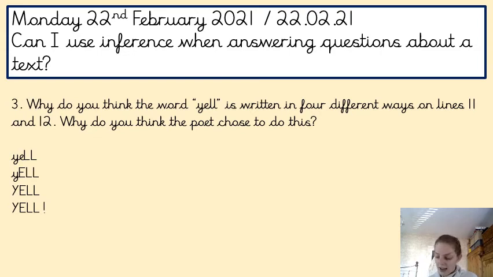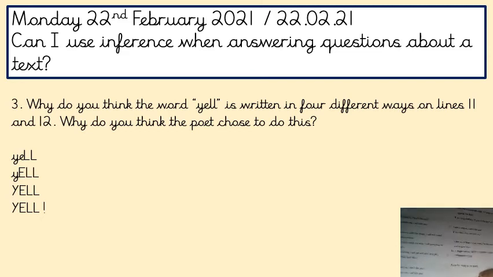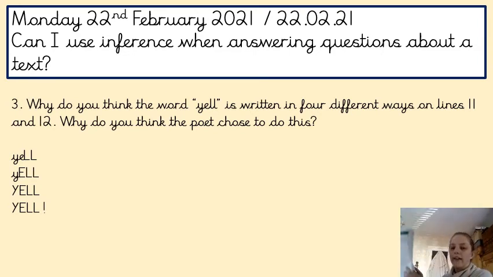Question 5 asks, why do you think the poet put the last line of the poem in brackets? Now if you look carefully at your poem, the very last line says, now I'm ready to be quiet. Why have they put that in brackets? Why have they put, now I'm ready to be quiet, in brackets?